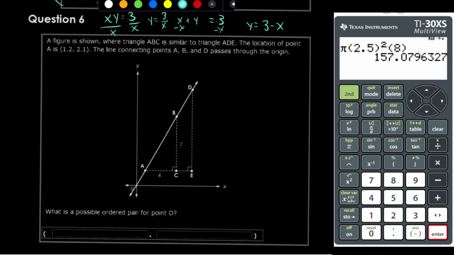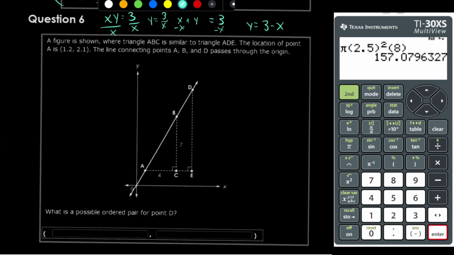So let's just go with it. Okay, here we go. A figure is shown where triangle ABC is similar to triangle ADE. Similar, right? Means that they have the same angles, they don't have the same side lengths. It's a dilation. Okay?